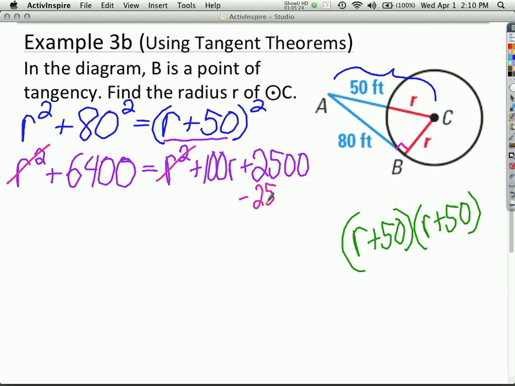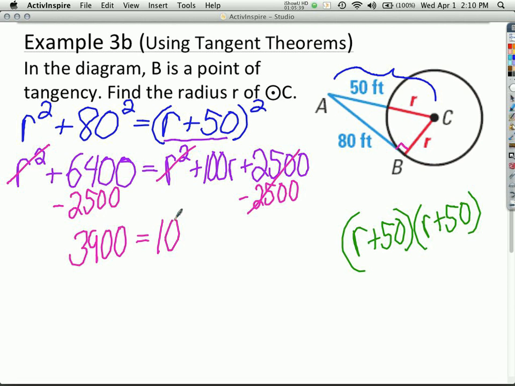Subtract 2,500 from both sides. That disappears, and we get, I'm sorry, I'm totally blanking, what? 3,900 equals 100r. r equals 39.